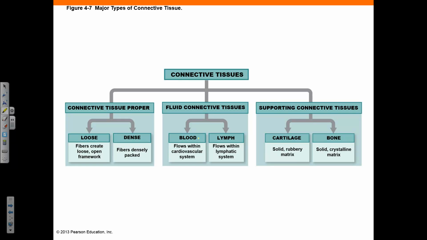Fluid connective tissues have a matrix of watery ground substance full of dissolved proteins that the cells are suspended in. Examples include the blood and the lymph. Supporting connective tissues have dense ground substance and have closely packed fibers in the matrix, which support more specific cell populations. Examples include cartilage and bone.